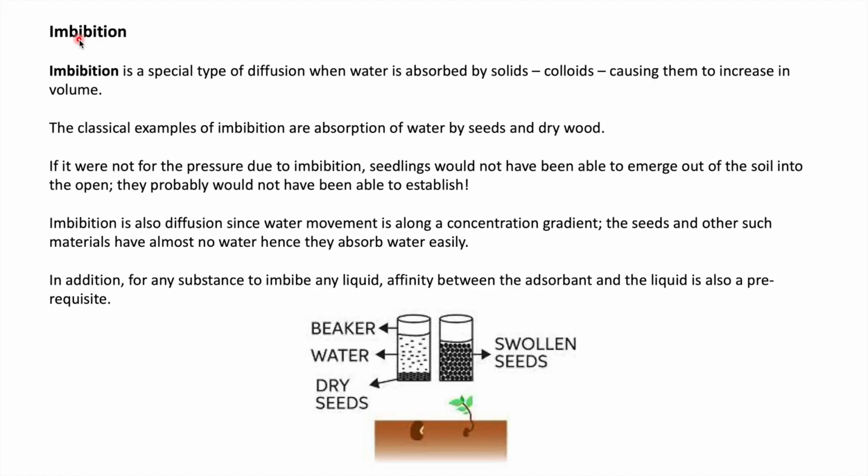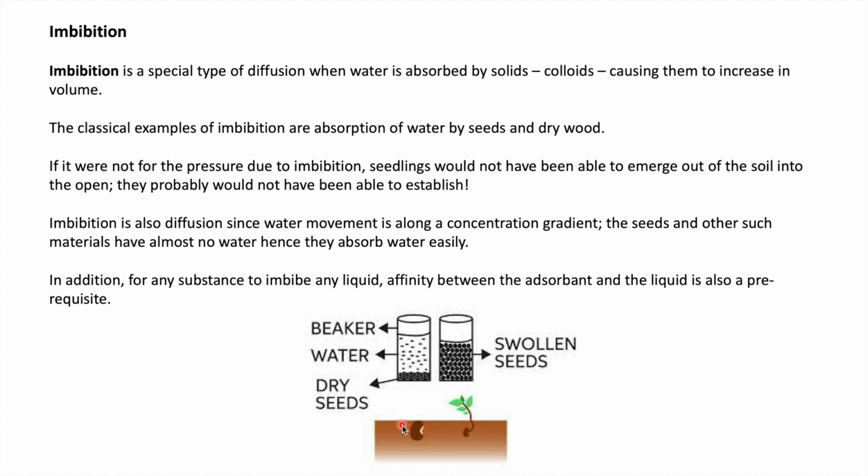So what is imbibition? Imbibition is a special type of diffusion in which water molecules are absorbed by a solid or colloid and they increase their volume. You can see this beaker contains water. When you put a dry seed in this beaker, your dry seed becomes swollen.